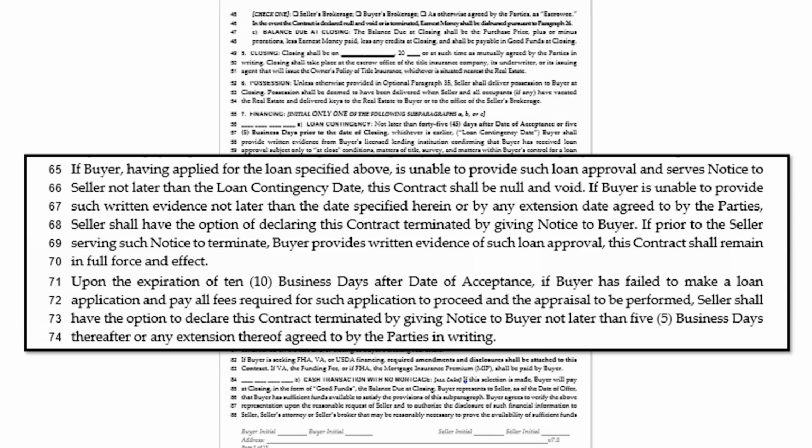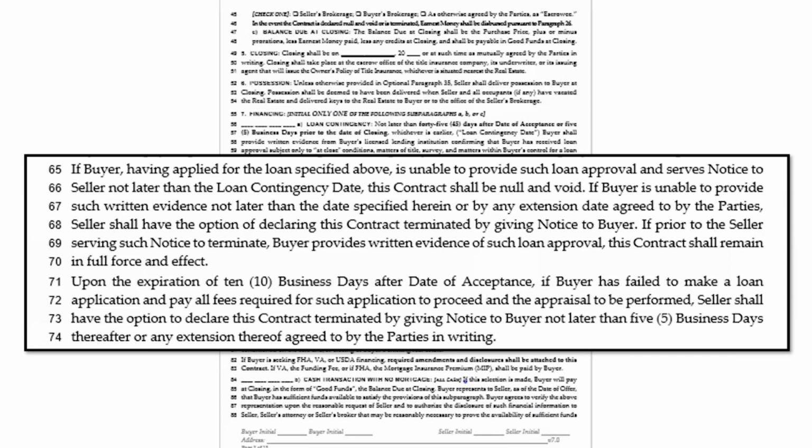So what this contract calls for is that the buyer must do his mortgage application, his loan application, and pay all of the fees that are required for the application to move forward and the appraisal to be performed. And he has to do that within 10 business days after the date of acceptance. And if he does not do that, the seller, listing agent, seller's attorney, etc., has the right to ask for proof that that has been done.